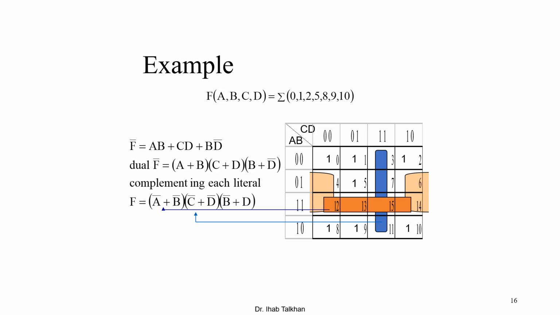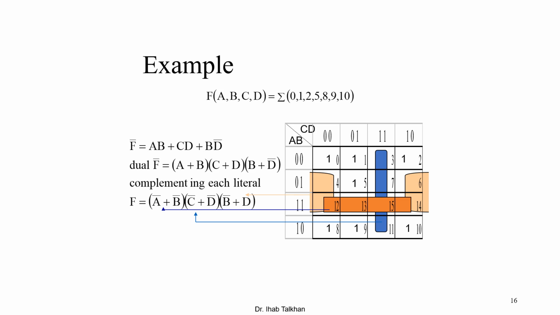Now I want to represent the same groups here as a product of sums. If you talk about product of sums, you will find it equals what? You will find this equals A bar plus B bar multiplied by C bar plus D bar multiplied by B bar plus D, because when you are talking about product of sums, 1 is false and 0 is true, and this will end up with F.